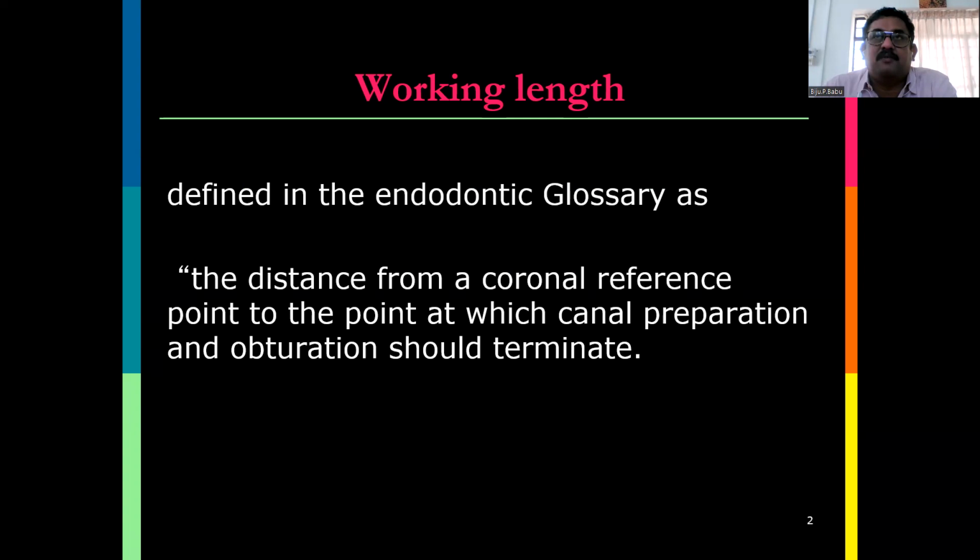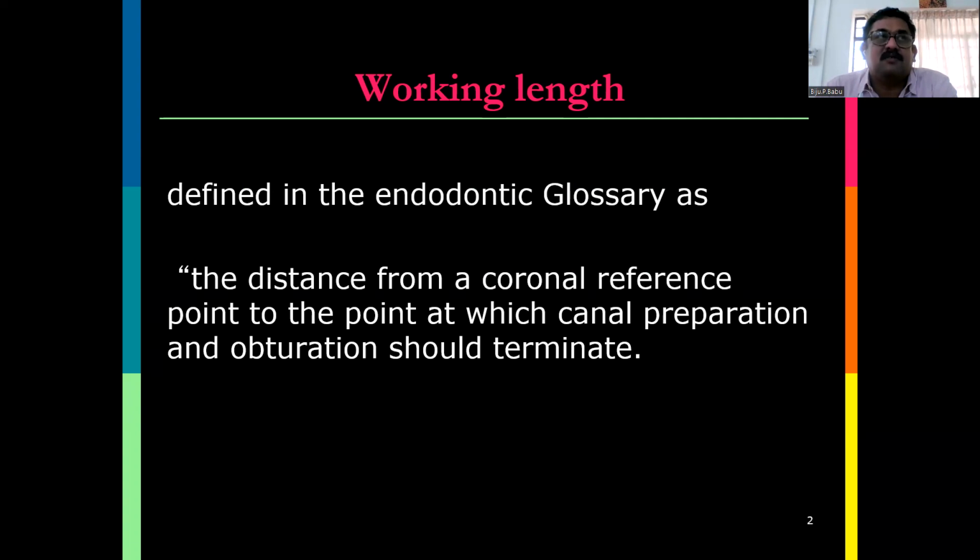It shouldn't be a weak enamel. It should be a firm tooth structure. In an anterior tooth, as I told you, it is the incisal edge. In the posterior tooth, it's usually the cusp tip. In a fractured tooth, the coronal reference point should be flattened to make a flat surface. The apical point is the minor diameter of the apical foramen. This is the point which you have to determine and measure.